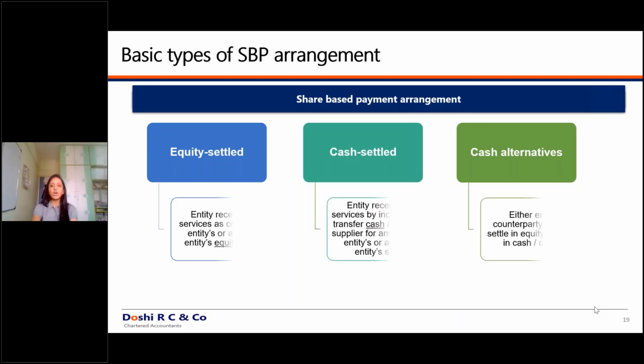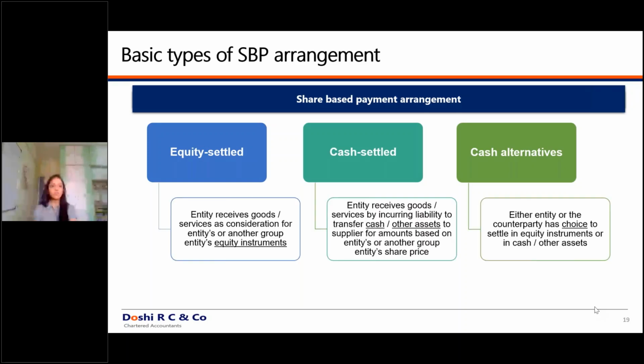So these are the three options given by the standard. Then here in the third case, the cash alternative can be with the buyer, that is a subscriber to the shares, or it can be with the entity also. So if the employee has that option, in that case is how to account for it.